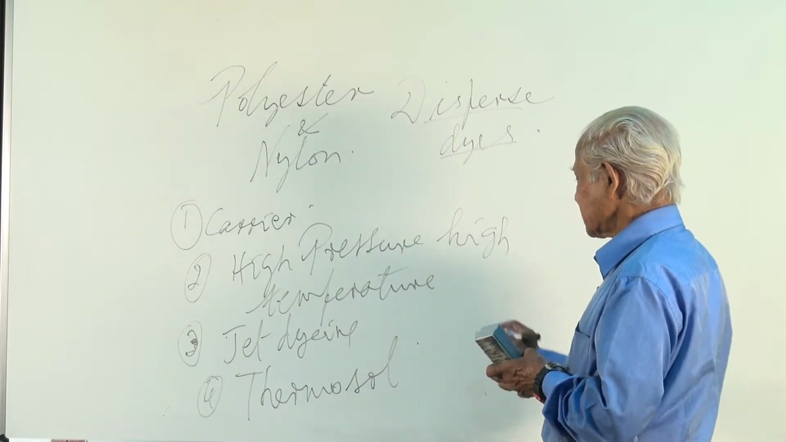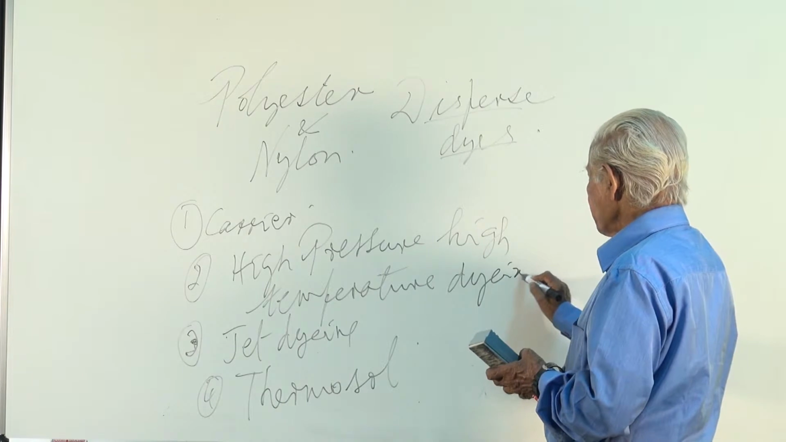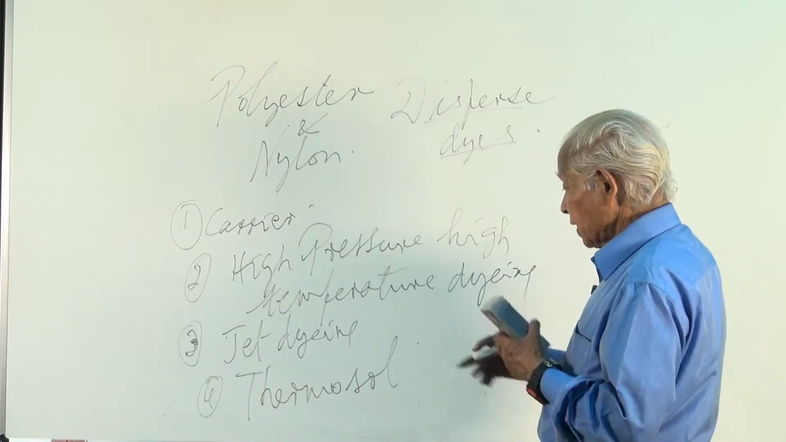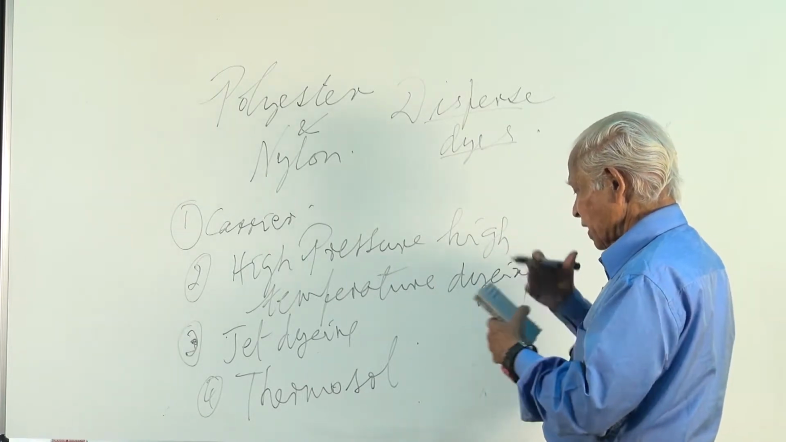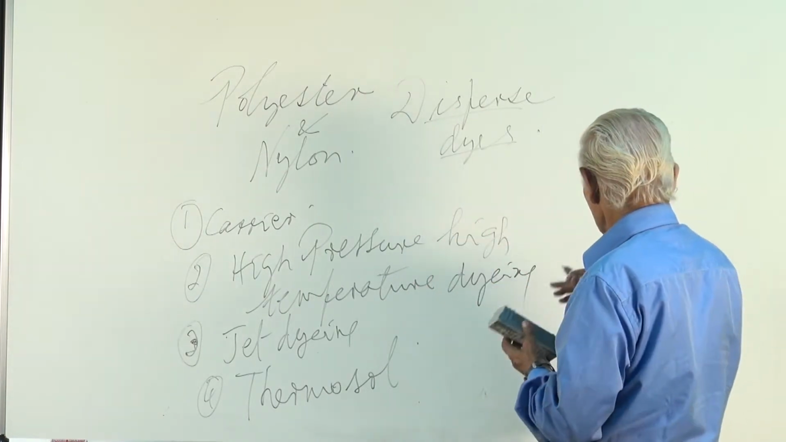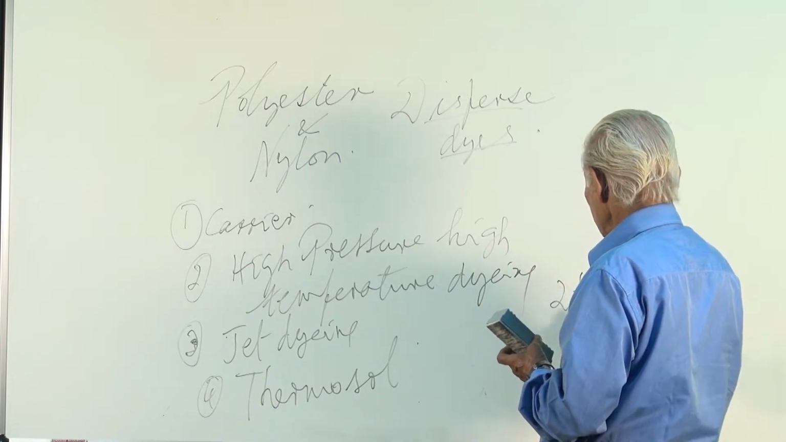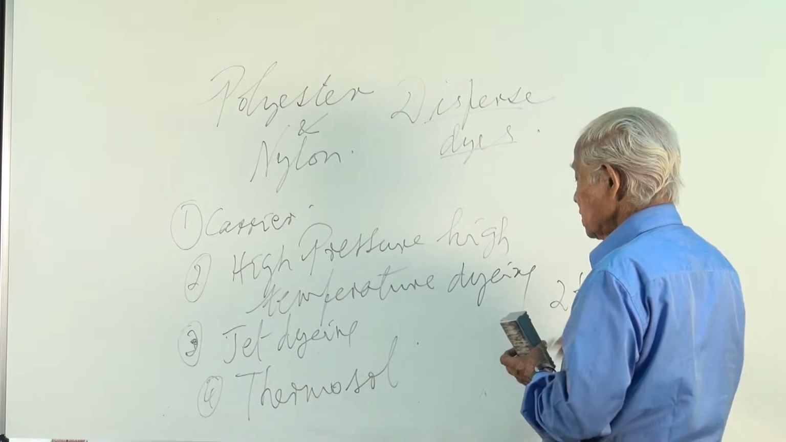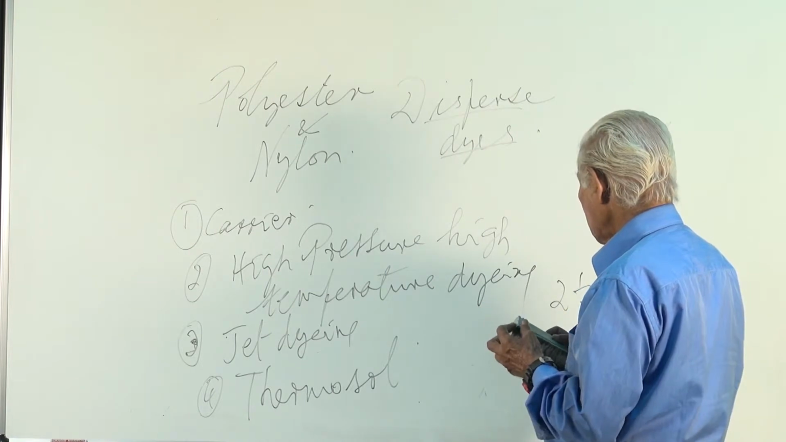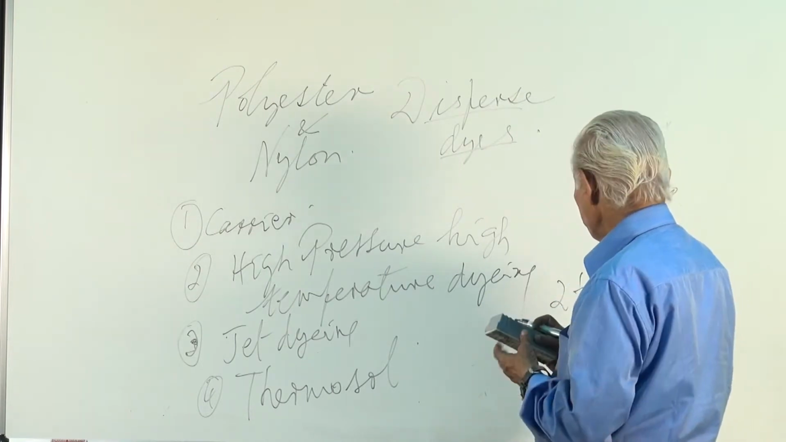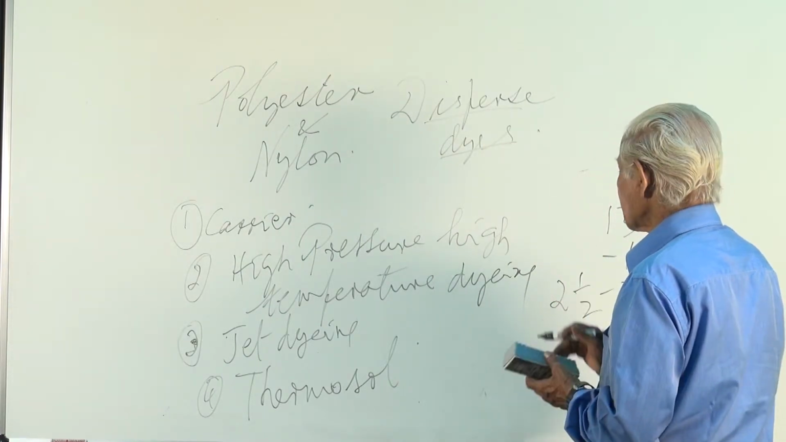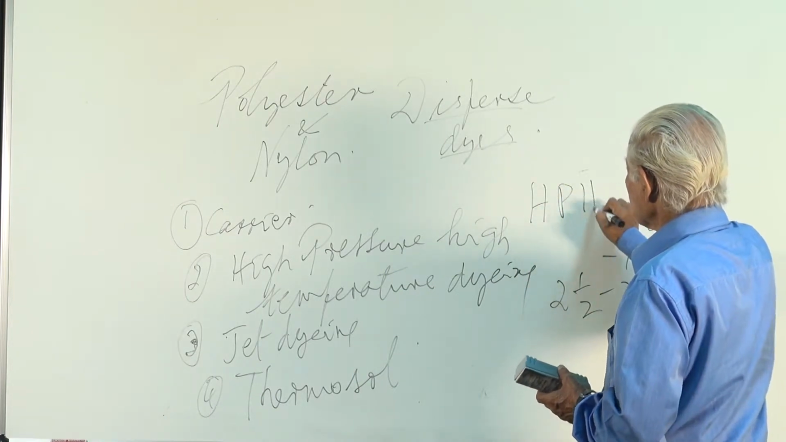Then high pressure, high temperature dyeing. Dyeing is carried out at a temperature of 130 to 140 degrees centigrade by winding the fabric onto a package or a roller, and steam is passed through that. The fabric is stationary, and after 2.5 hours to 3 hours the material gets dyed, and that is the way that the polyester fabric is dyed using a high temperature, high pressure dyeing machine. Most of the industries use this HPHT, as it is called, for the dyeing of polyester.